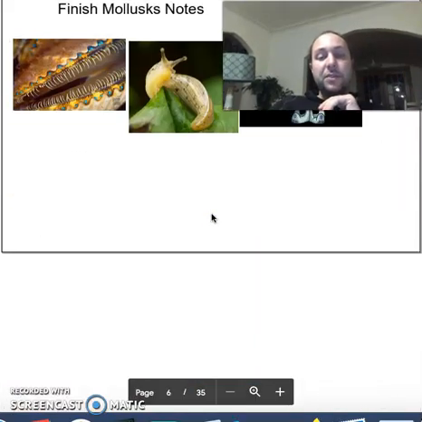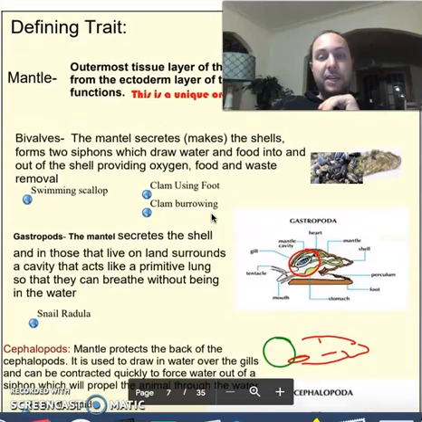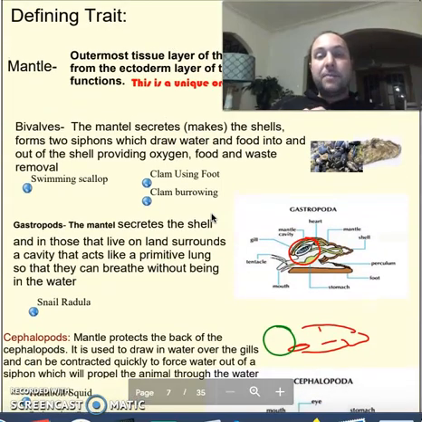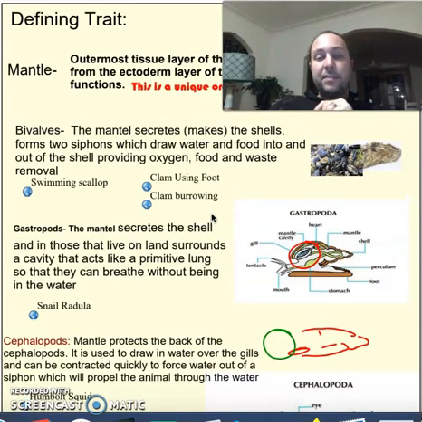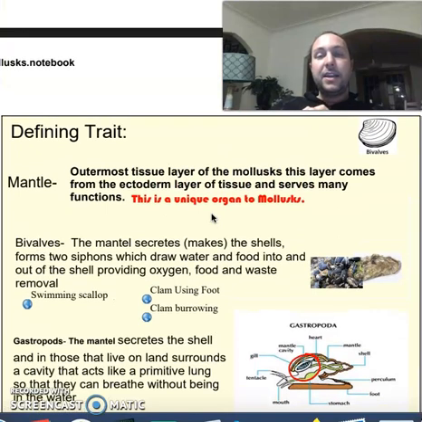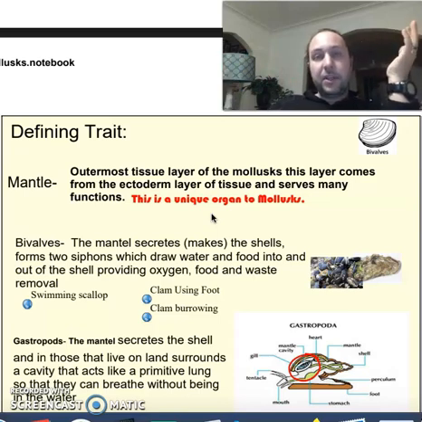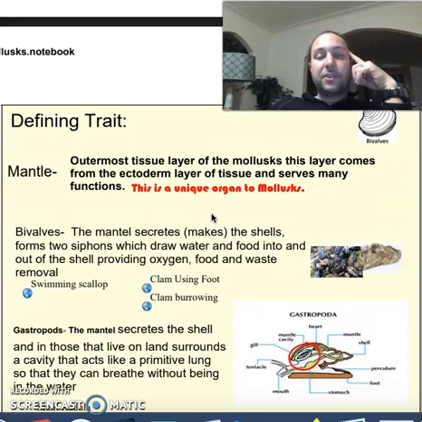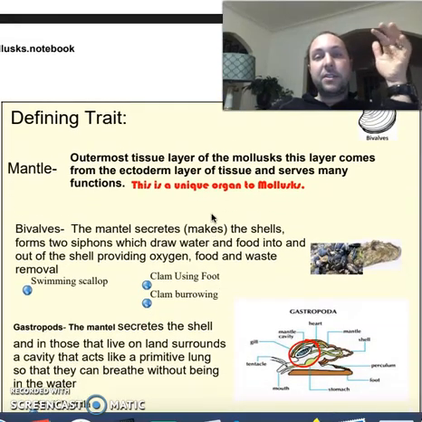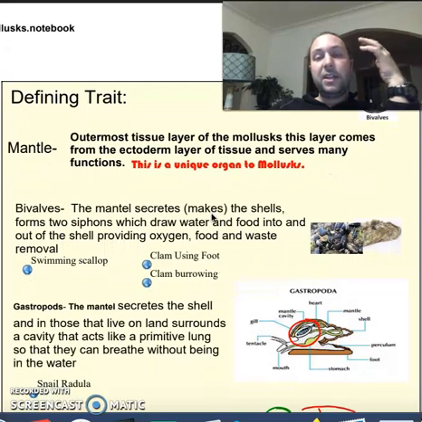We were originally going to do a dissection today, but we're going to have to push that back. We'll do a little bit of that the next class that we have together, tomorrow for some of you. Today you're going to be finishing these notes on mollusks, and we're going to talk first about their defining trait. Now these notes should already be in your notes.